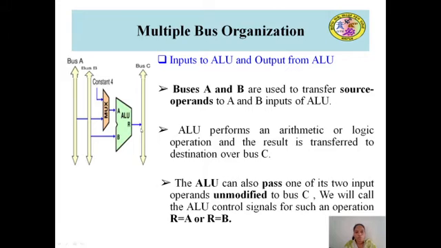Suppose I don't want to modify any of the data, that is, I want to transfer the content of A directly to C. We can transfer that, and we call that unmodified data.